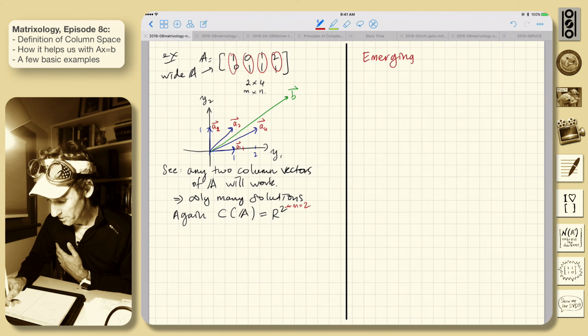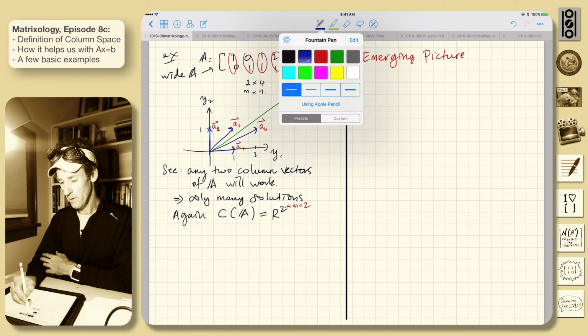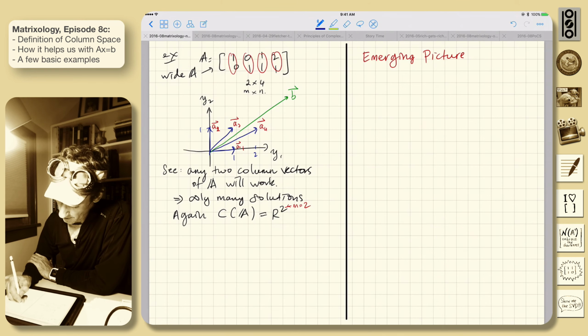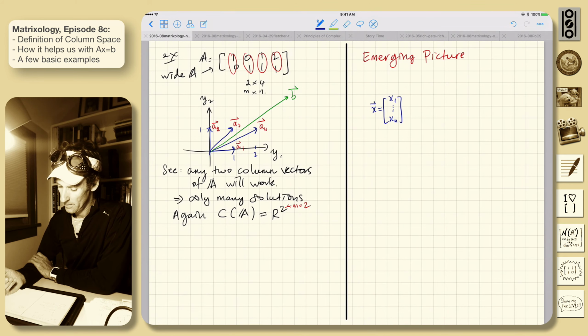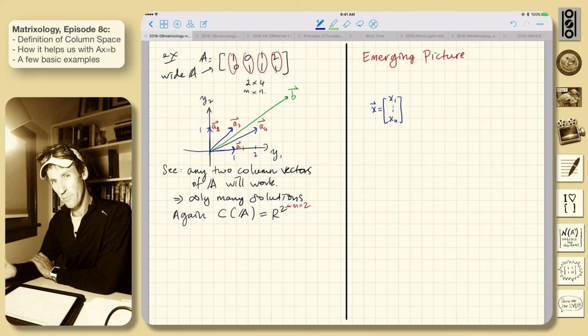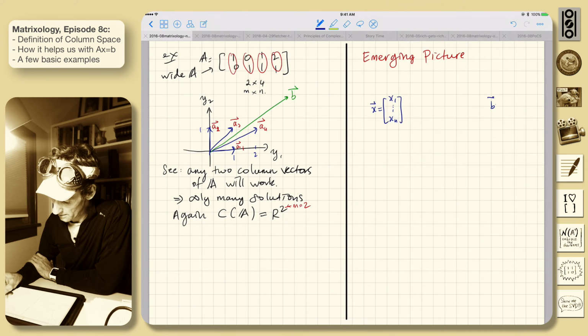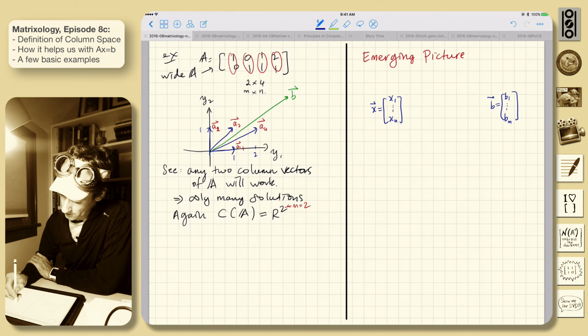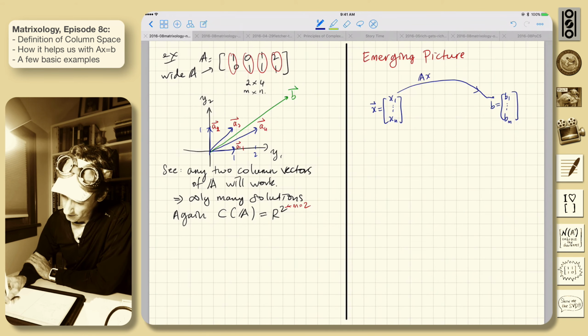So this is the emerging picture. It's going to be a little messy to start with, but we know this is what's going on. So we have x1 down to xn. That's our vector x, and Ax equals b, right? So b is here, b1 down to bm. So this gets sent to b, hopefully, maybe, Ax equals b.